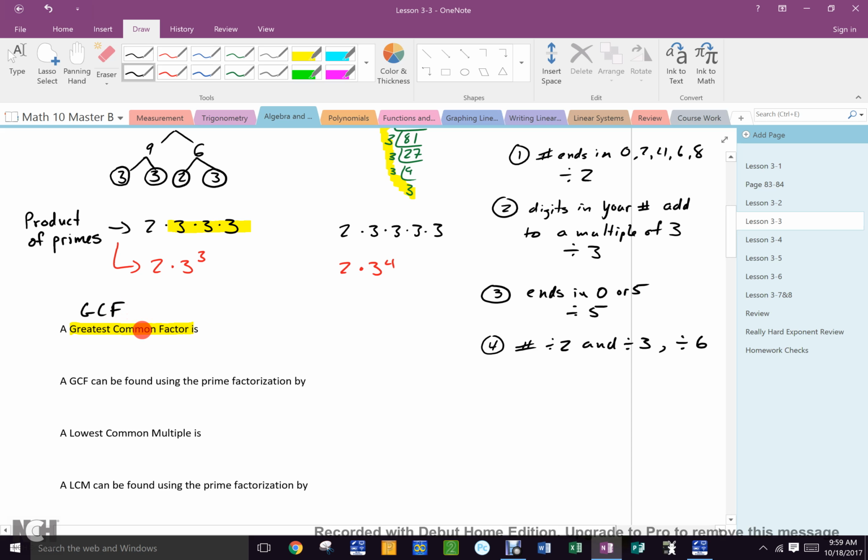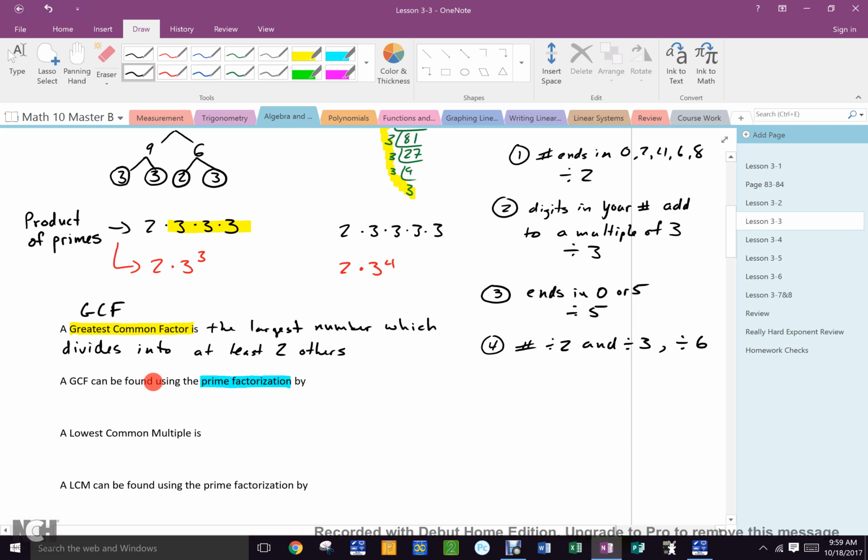All right. So the greatest shared factor, and that is simply the largest number which divides into at least 2 others. Everybody cool with that? Now, notice I've used prime factorization right there.